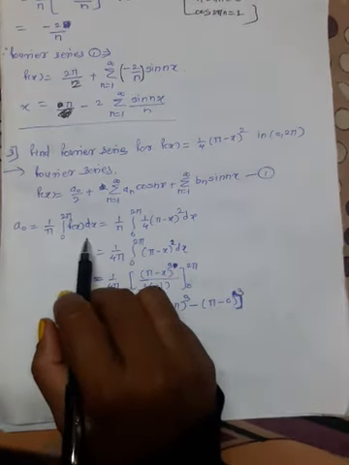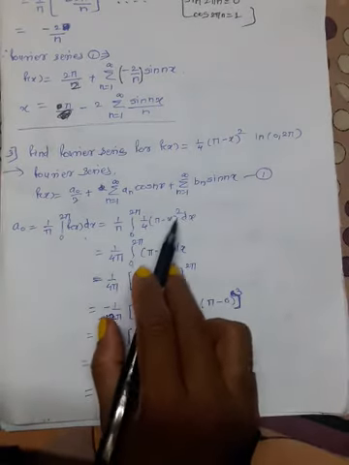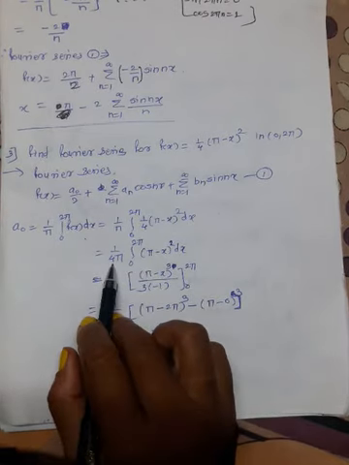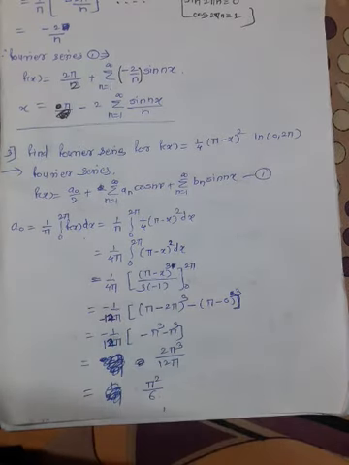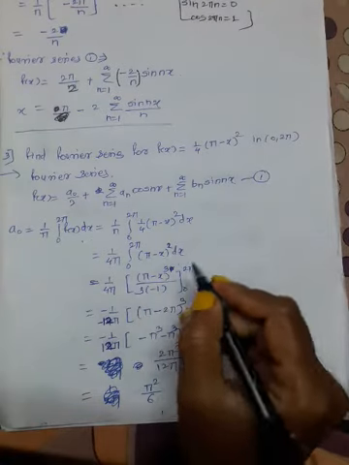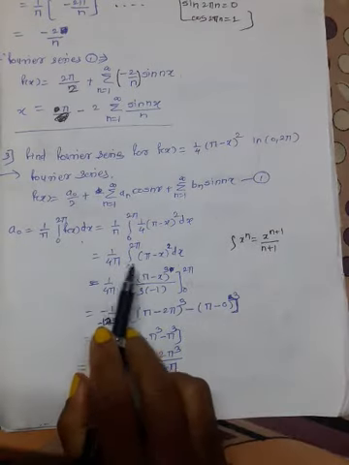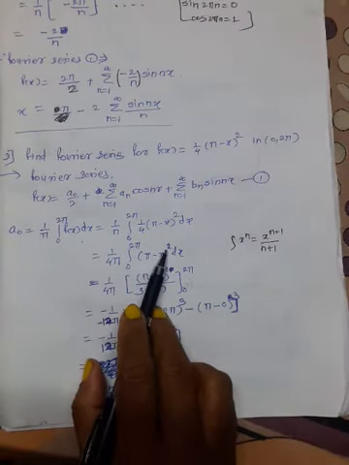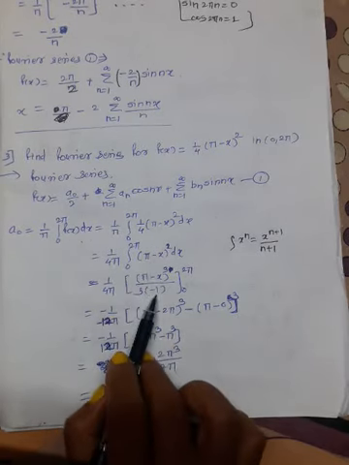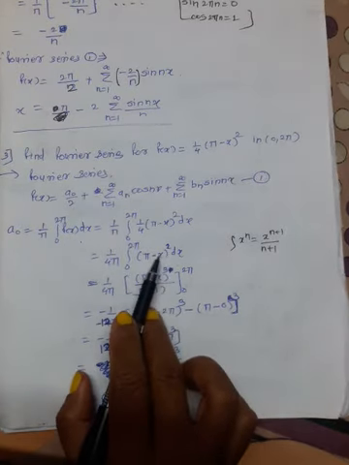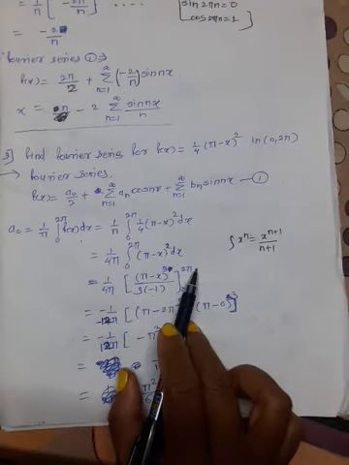A naught is this formula: 1 upon pi integration 0 to 2 pi f(x) dx. Put the value of f(x), 1 by 4 (pi minus x) bracket square dx. Take 1 by 4 outside because it is constant. Pi minus x bracket square integration is arithmetic. Therefore we have to apply integration of x raised to n, which is x raised to n plus 1 upon n plus 1. Therefore integration here is (pi minus x) cube upon 3, and the derivative of the bracket should be divided. That is the rule of integration, that derivative is minus 1 with respect to x. Bracket complete. Limits are 0 to 2 pi.